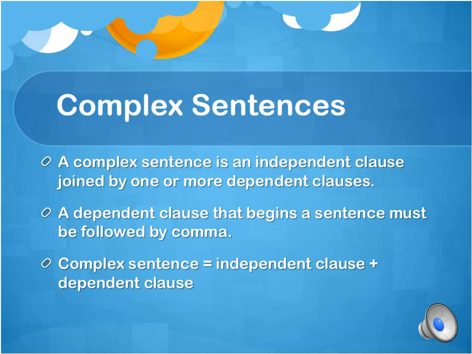Next type of sentence is a complex sentence. And when we have a complex sentence, we have a sentence that is made up of one independent clause and one dependent clause.